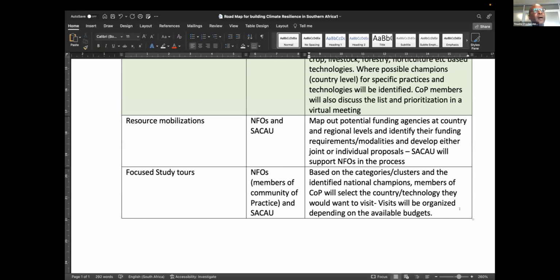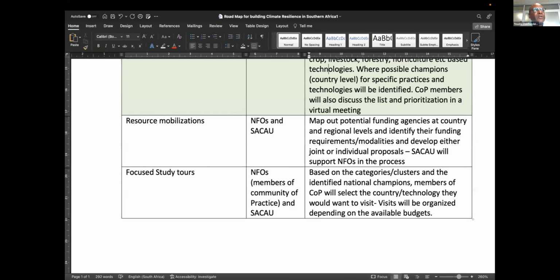That will be SACAO now looking at opportunities at regional level. And then we also need to go through, if there are calls for proposals, we need to go through this and check the funding requirements, the modalities on how to access these funding opportunities.